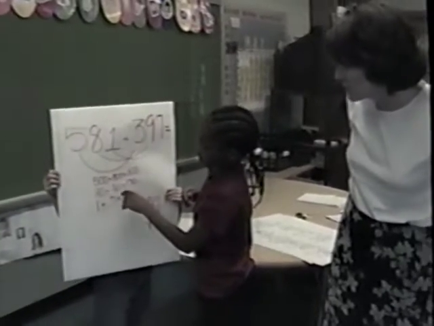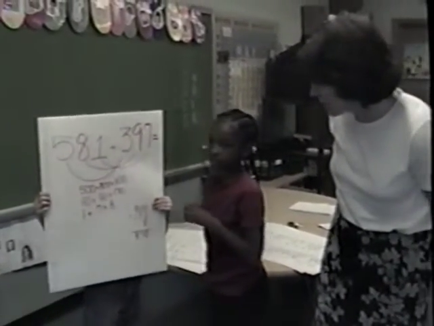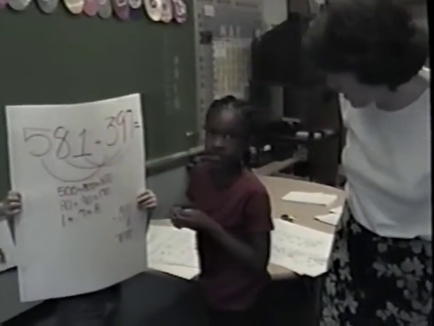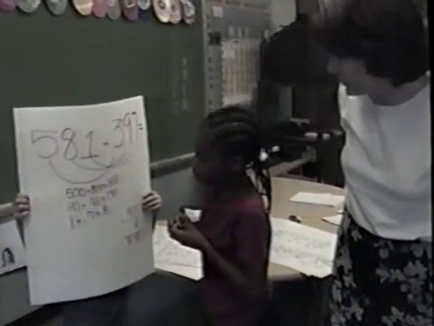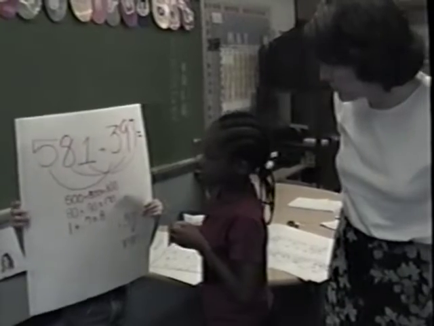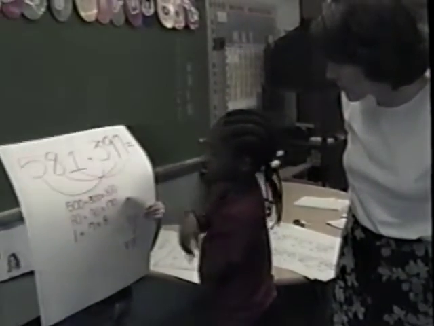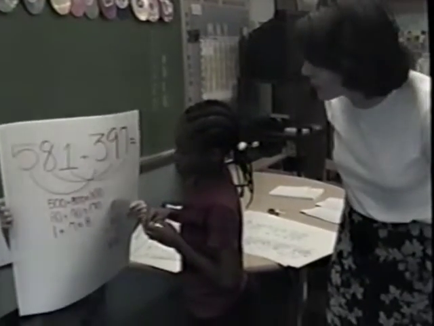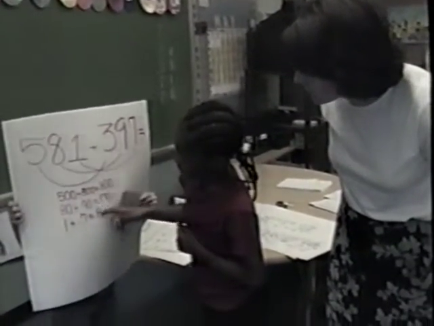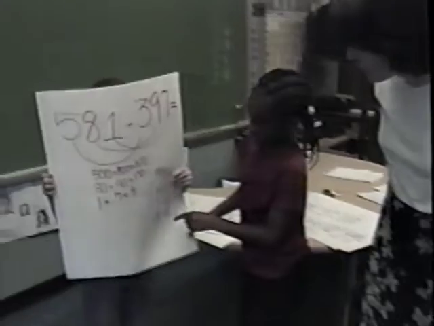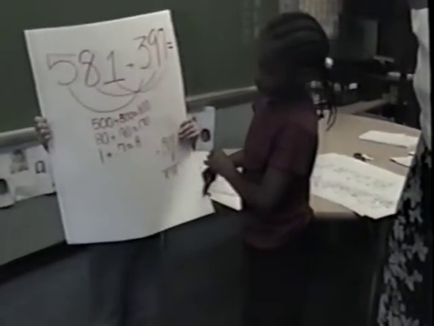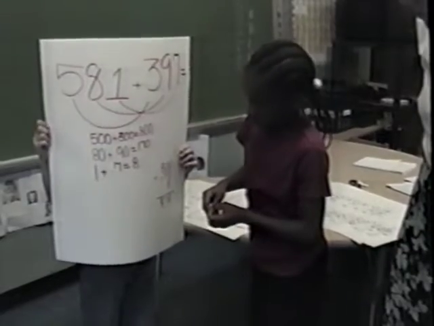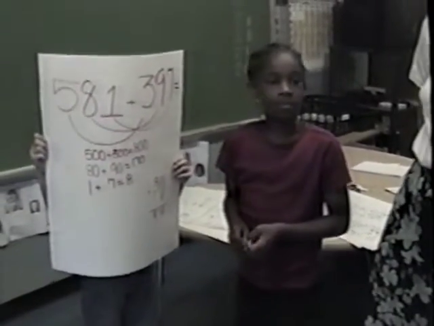80 plus 90 equal 170. And I got 80 plus 90 from the tens place. Okay, and then what did you do? 1 plus 7 equal 8, and I got the 1 and the 7 from the ones. Okay, so then what did you do from there? How did you get your answer? All these answers, I put them up together, and I put 800 plus 170 plus 8 equal 978. Okay, very nice.